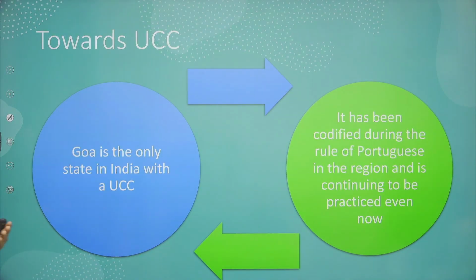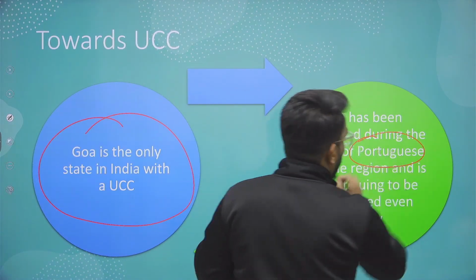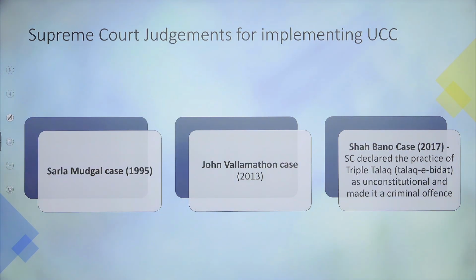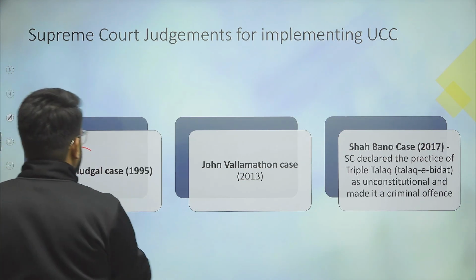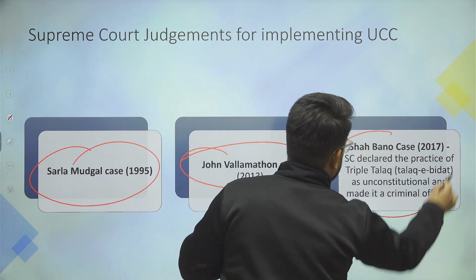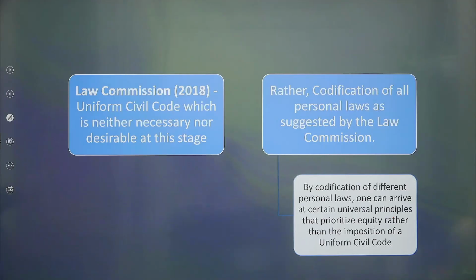However, we have the example of Goa, which is the only state with a Uniform Civil Code, which was codified during the Portuguese rule and is continuing till now. So this is an example. Now, the Supreme Court has also given judgments on the implementation of UCC. The most important ones are the Sarla Mudgal case, John Vallamattom case, and Shah Bano case. So the Supreme Court has talked about implementation of UCC in all these judgments. You can use it in your answer.